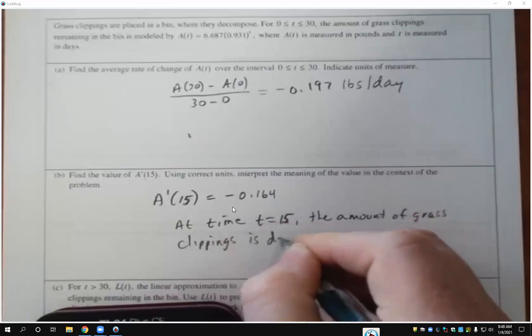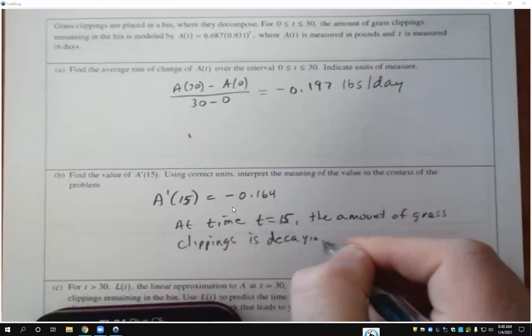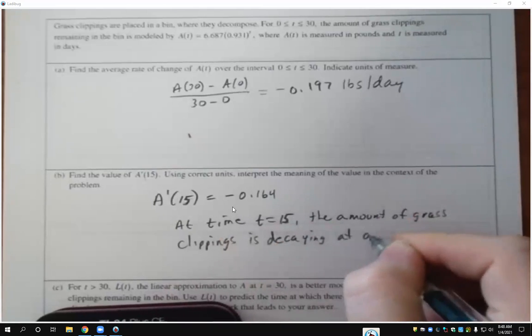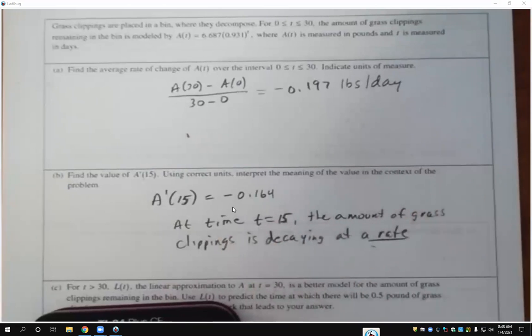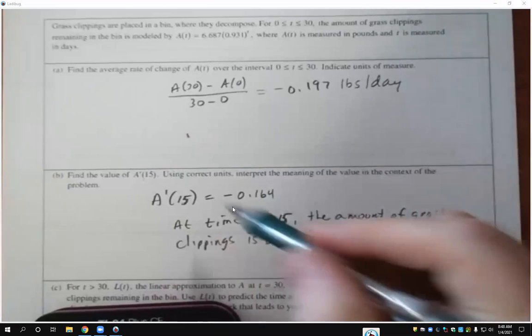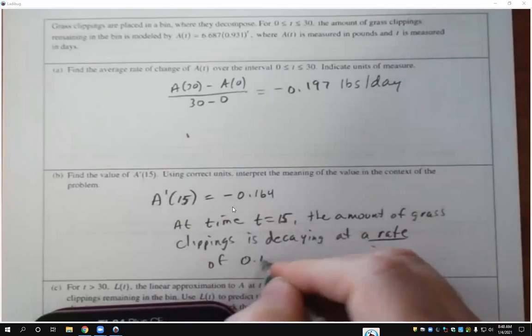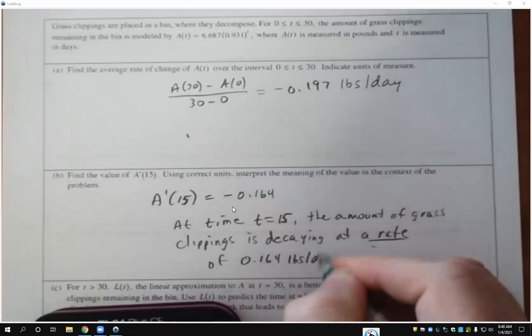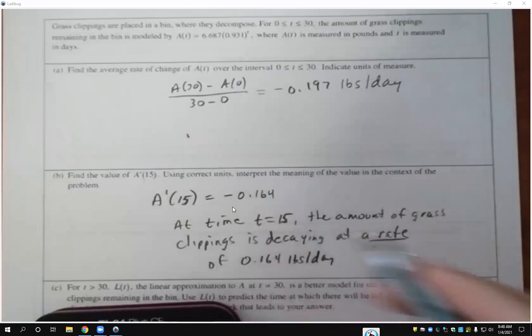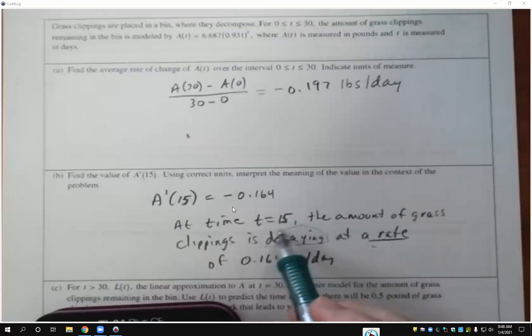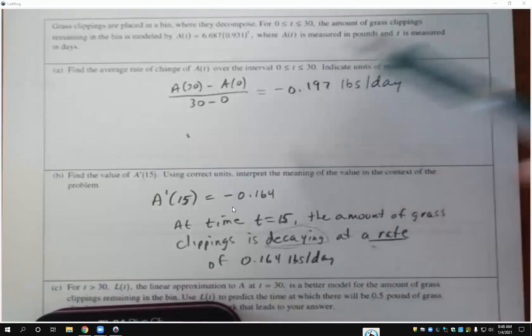is decaying. We know it's decaying at a rate. And that's obviously a key word there. Because this is a rate, it's a derivative, at a rate of 0.164 pounds per day. Don't put the negative here because we've already said it's decaying. Decaying indicates that it's decreasing. So we don't have to put the negative. I'm using the word decaying. I think they may have said decreasing up here, but decaying, decreasing, or decomposing is the word they used.